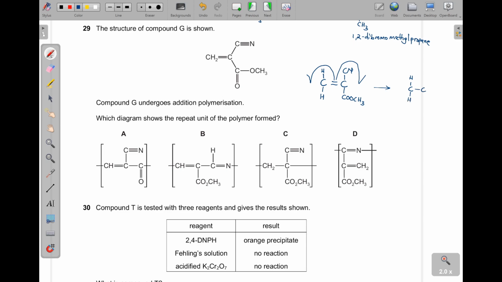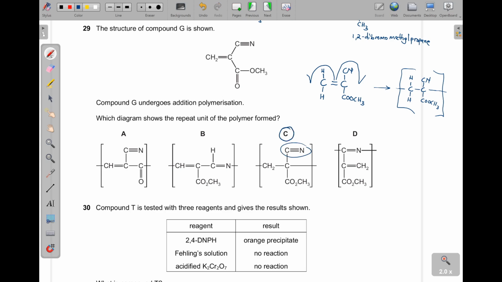And then we have the CN, then the COOCH3. Then you open this, and you also open this. So this is the repeat unit of this kind of polymer. Okay, so when we look through what we are having here, which one represents it? We are not having any double bond in here. So A and B are off, and I think that has to be C. It is this C here.